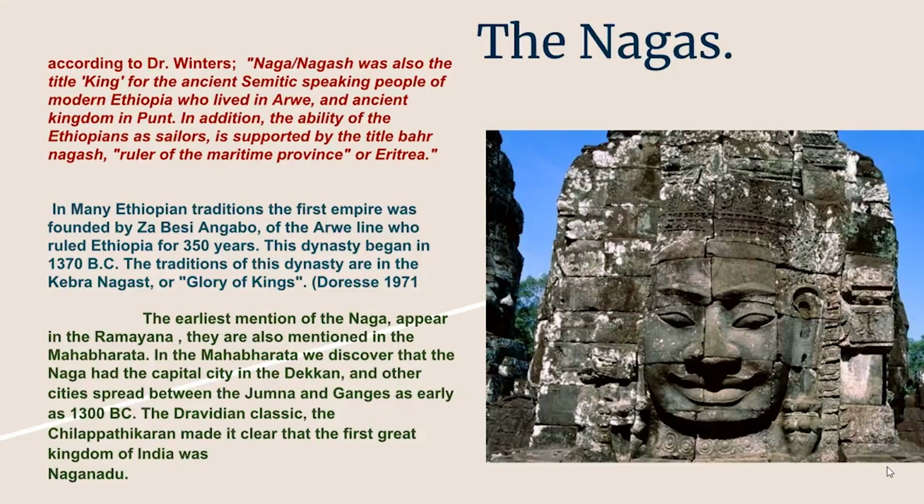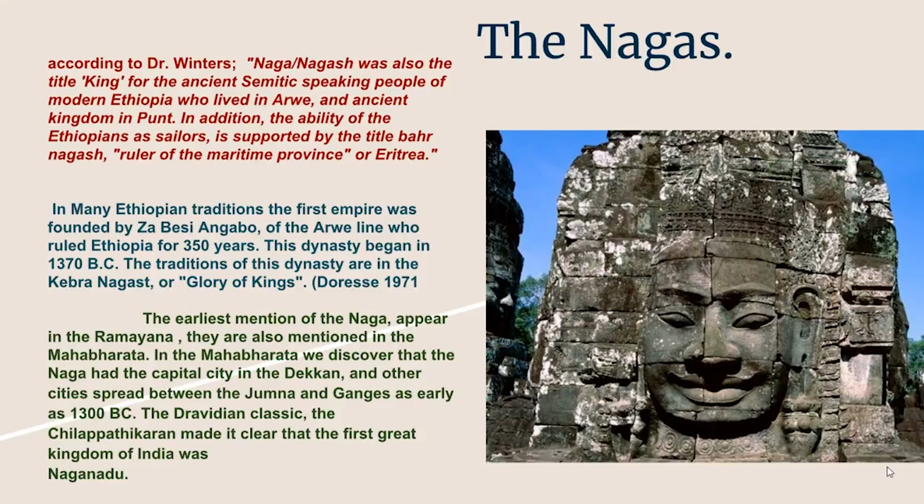One more proof about where the Nagas came from. The earliest mention of the Naga appears in the Ramayana. They are also mentioned in the Mahabharata. In the Mahabharata, we discover that the Naga had the capital city in the Deccan and other cities spread between the Jumna and Ganges as early as 1300 before Common Era.